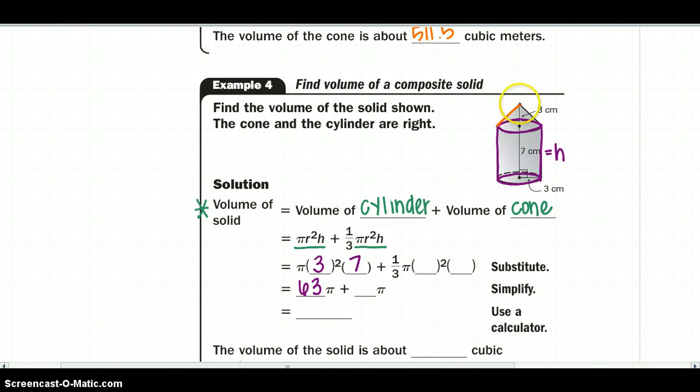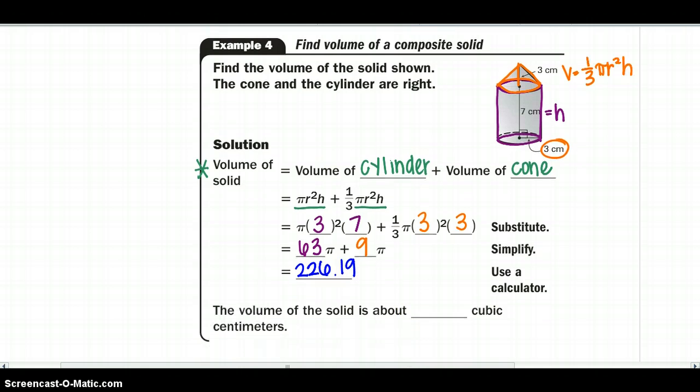And then for our cone, of course, remember now we need volume equals 1/3 pi r squared times h. So we know that our radius is also 3 centimeters. So 1/3 pi 3 squared times our height, which is 3. So simplifying that would give us 9 pi. And putting that all together would give us a combined volume of 226.19 cubic centimeters.